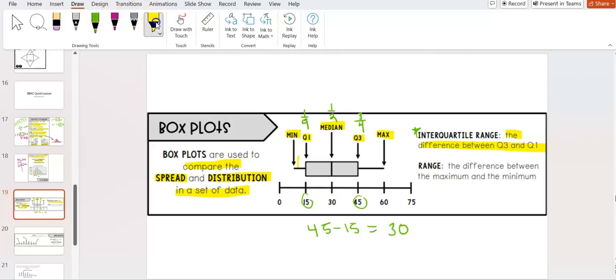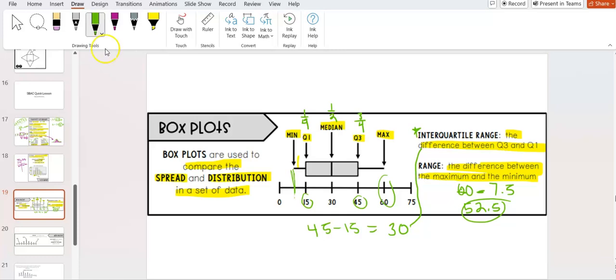Now the range is just the difference between the minimum and the maximum, just like it was earlier when we were talking about range. So for the range, I'm just going to subtract the largest number, which is 60, and the smallest number, which we would have to approximate, and I would say maybe that's about half, but maybe it's 7.5. So if I did 60 take away 7.5, I would get 52.5. And that would be my range, whereas this guy is my interquartile range.